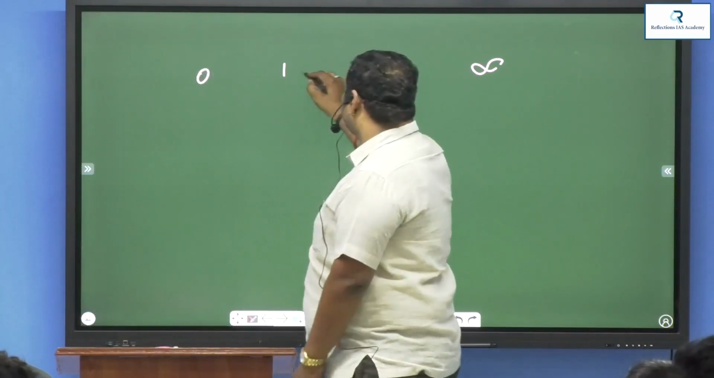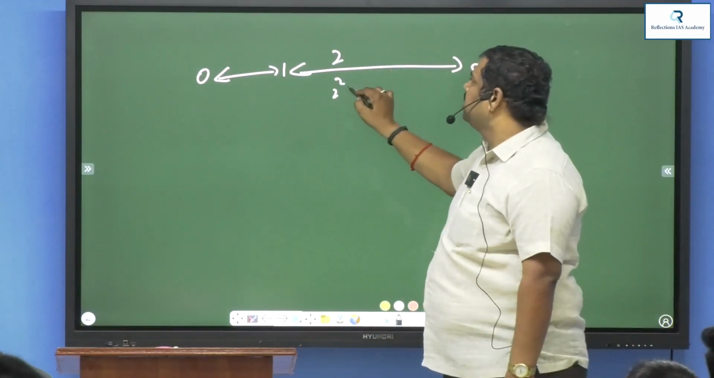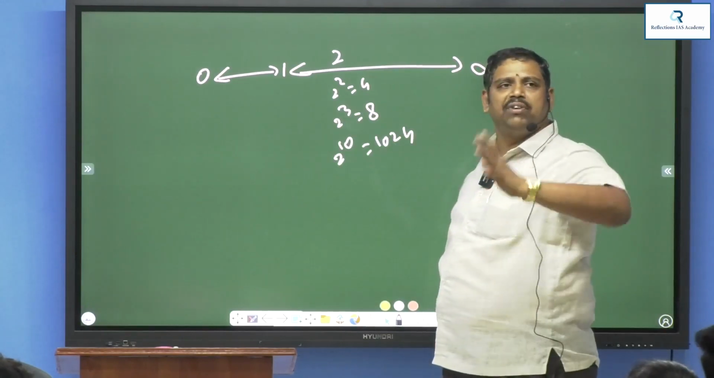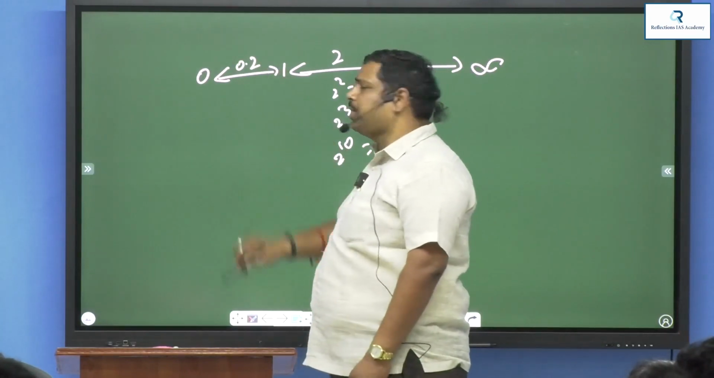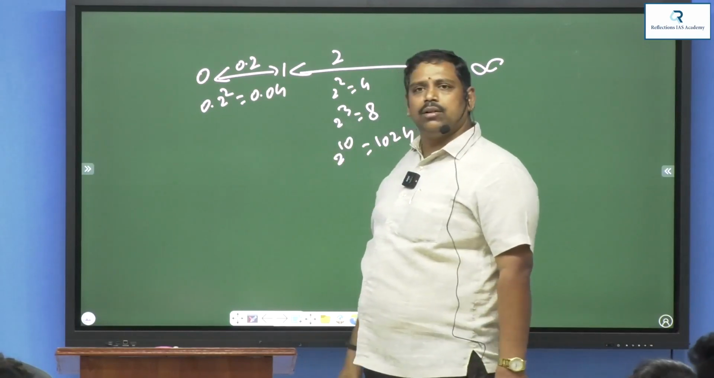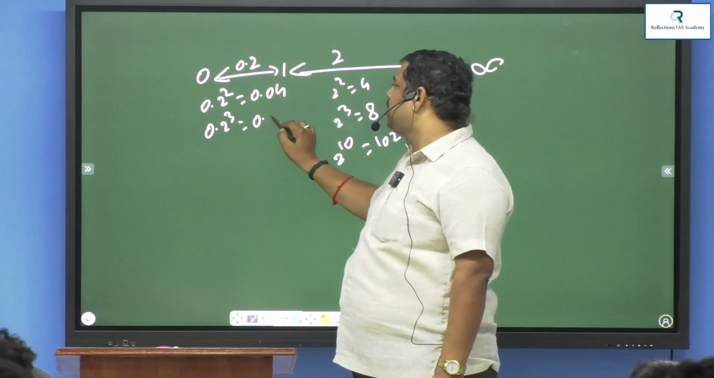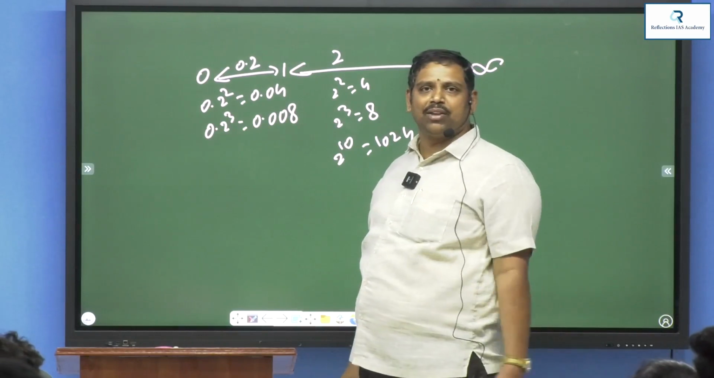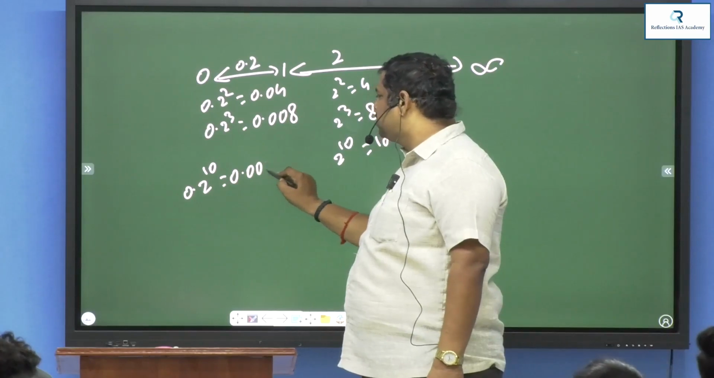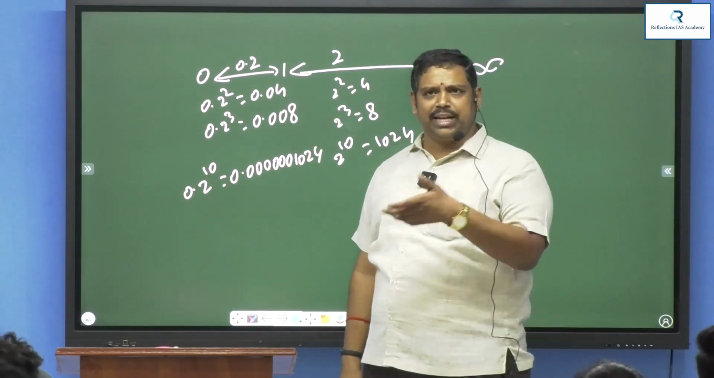Suppose randomly I am taking a number called 2 in this range 1. 2 square, wow, increased. 2 cube, wow, increased. 2 power 10, superb, increased. Yes or no? Perfect. In this range I am taking 0.2. Square it. Wow, decreased, 0.04. 0.2 cube, wow, 0.008. Much more decreased. If you take 0.2 power 10, its value will be 0.0000001024. Increased or tremendously decreased?